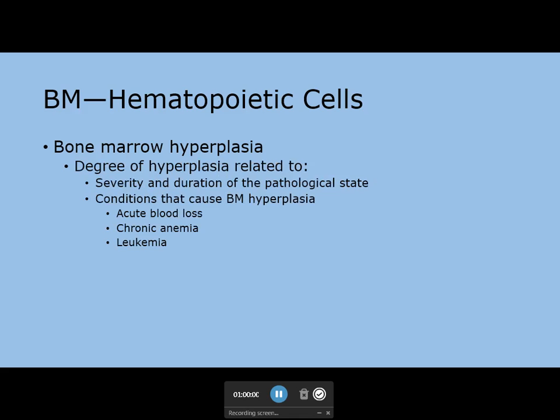Degrees of hypoplasia related to this is what I was talking about: severity and duration of the pathological state. So like with the bone marrows or like leukemias, these kind of things. Chronic anemia would be one too. If you're constantly anemic, because you eat vegetables all the time and don't eat some red meat.